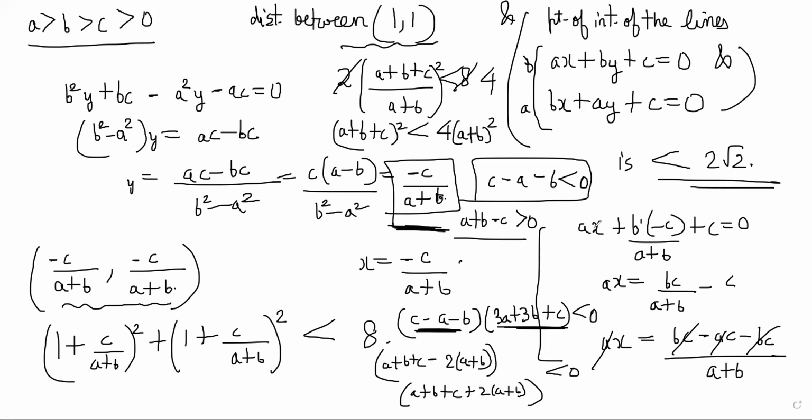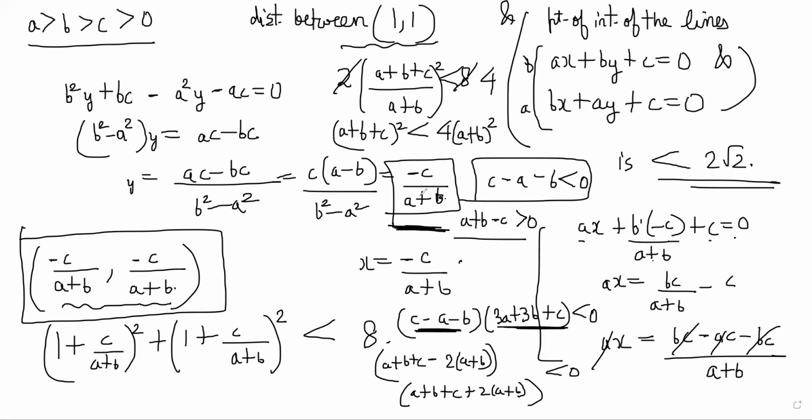If minus c by a plus b, then ax plus b into minus c by a plus b plus c. So that x is equal to bc by a plus b minus c. So bc minus ac minus bc. So ac minus ac and a divides. Okay. So this is correct. So after that it is distance formula only. 1 minus this, 1 plus this, 1 plus this. Yeah. 2 times this, less than 4.